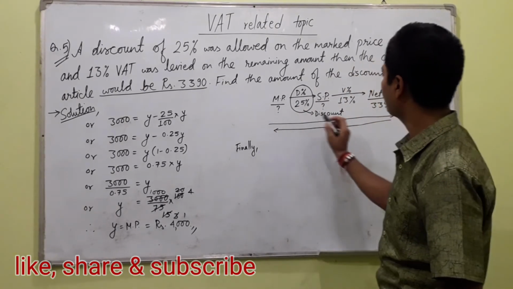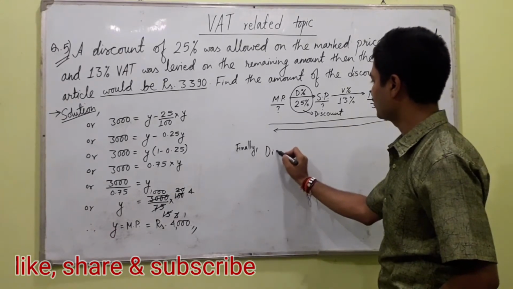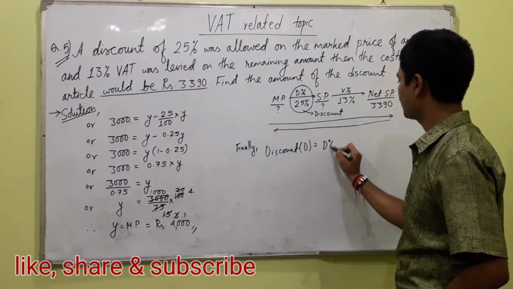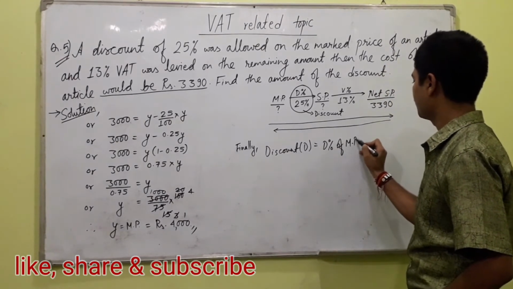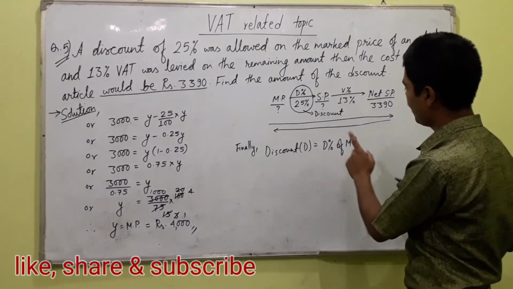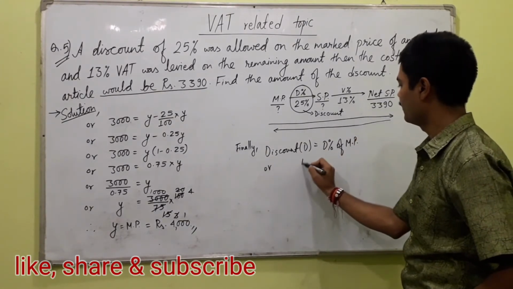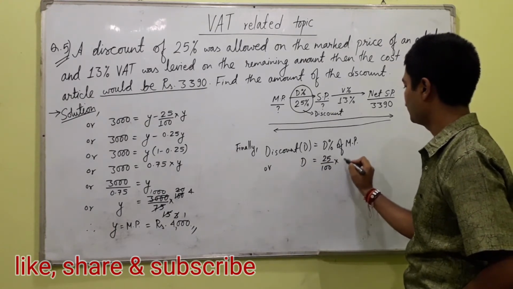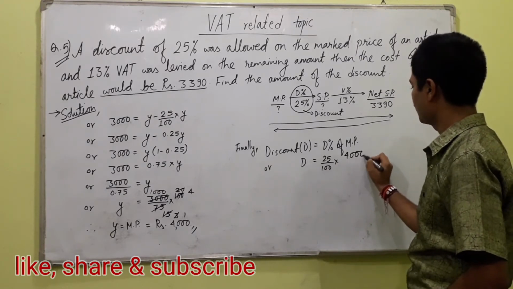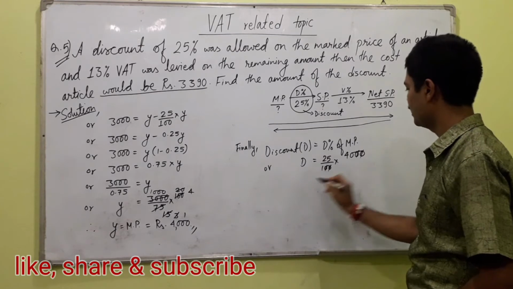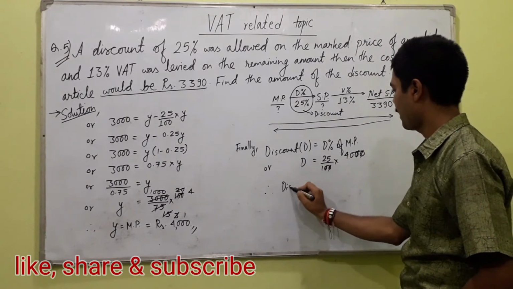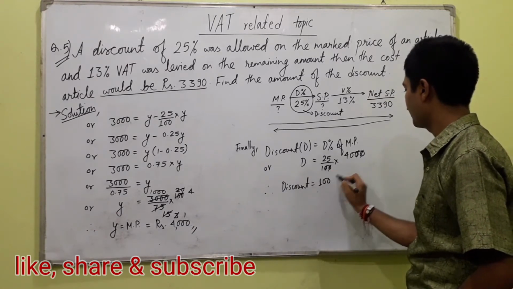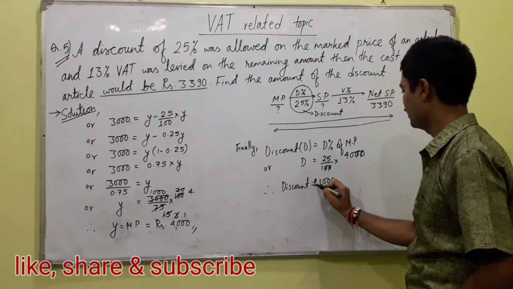And finally, what we need to find here? Discount. So discount, bracket D, is equal to discount percent of MP, because discount is allowed on mark price. D for discount is equal to 25 upon 100 into mark price, which is 4000. So the two zeros are cancelled, therefore discount is equal to 25 4s are 100, and one extra 0, 1000, that is in rupees.